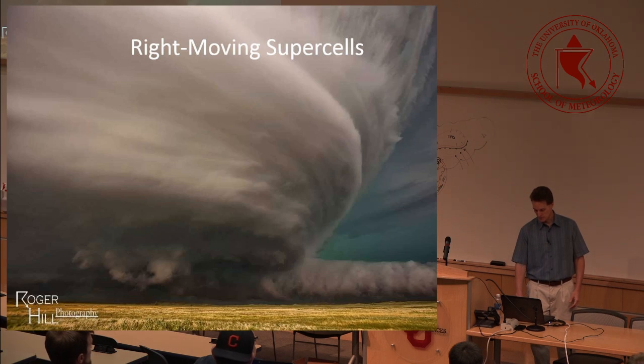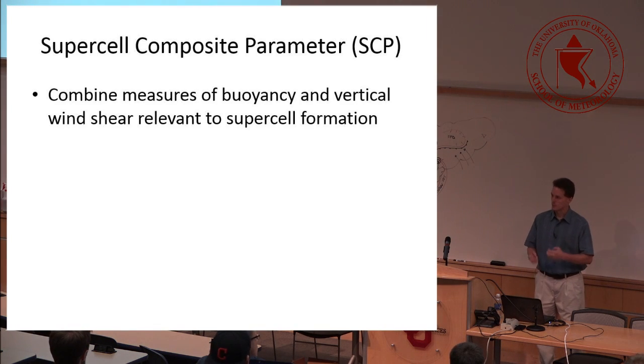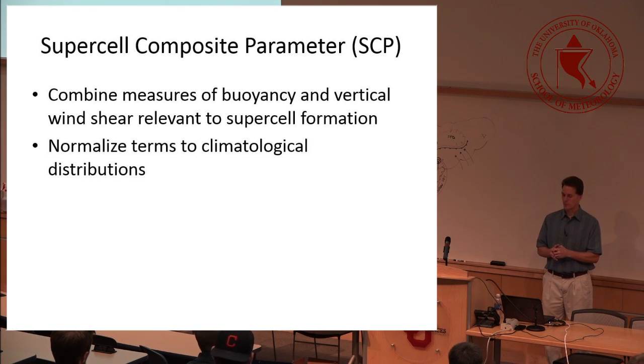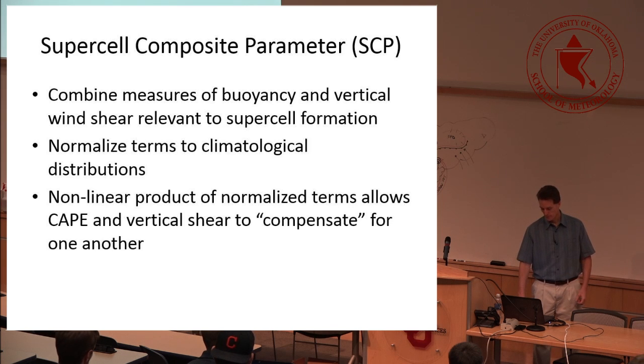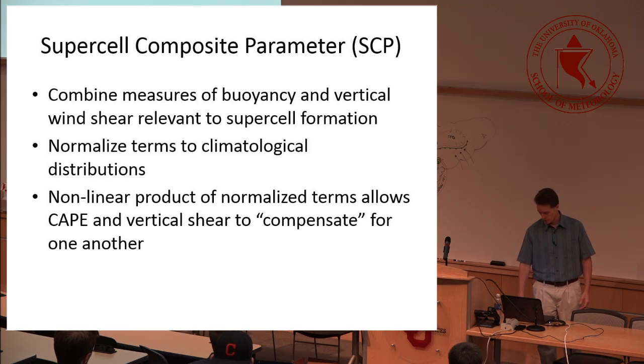Okay, so let's piece this together so that we can forecast storms that look like that, and hopefully you get to see them. I didn't see that one, except for that picture. Supercell composite. We want to combine the measures of CAPE and vertical shear that are relevant to supercell formation. And as I've mentioned, we've showed you what the climatological distributions look like. So we're going to normalize terms to those climatological distributions. And we use a nonlinear product of the normalized terms, which in a sense allows CAPE and shear to compensate for one another. If the low-level shear is relatively weak, it can be compensated for by large buoyancy and vice versa. By multiplying the terms, you can get that effect.